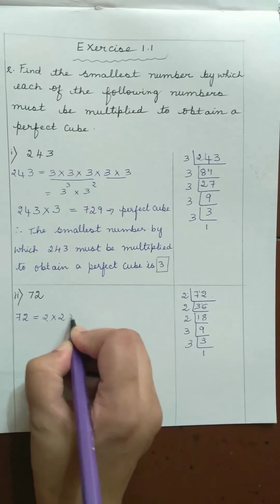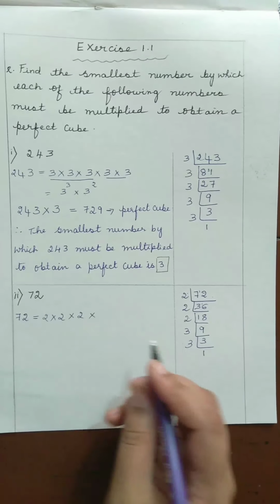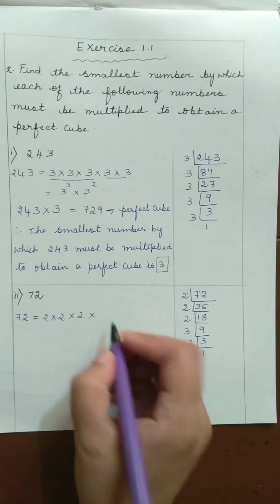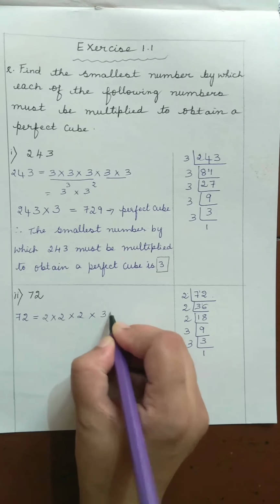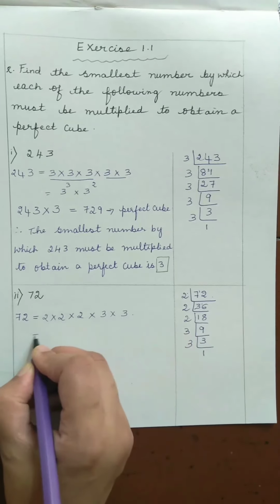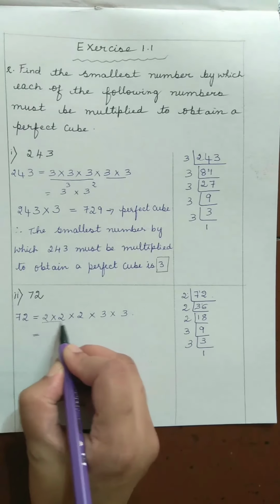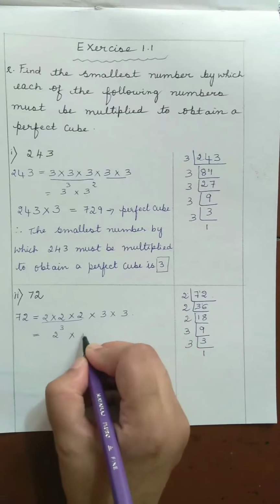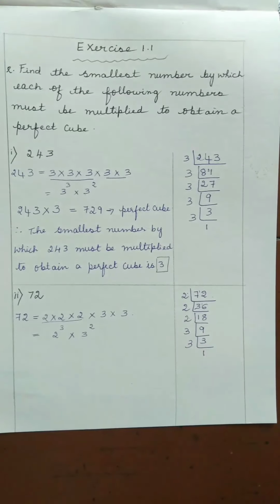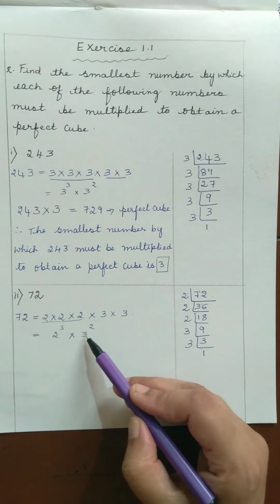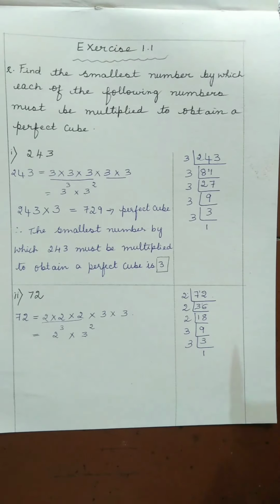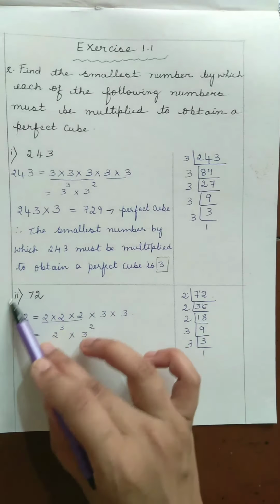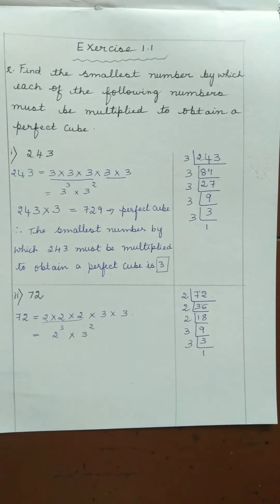2 into 2 into 2 into 3 has been repeated 2 times. So 3 square, so 3 into 3. Now group the digits. 2 into 2 into 2 is 2 cube, into 3 into 3, so it is 3 square. Therefore, the prime factor 3 does not appear in a group of 3. Therefore, this 72 is not a perfect cube.